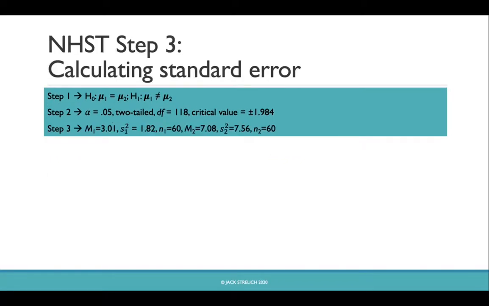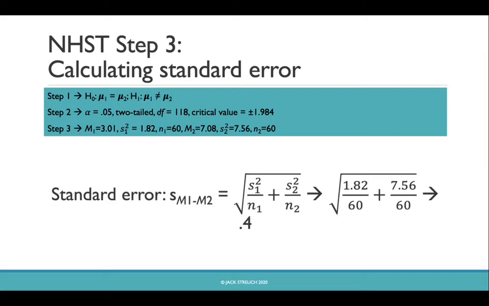We'll begin by calculating the standard error. So, to find our standard error, we divide the variance of sample 1 by the sample size for sample 1, so that's 1.82 divided by 60, and add that to the variance of sample 2 divided by the sample size of sample 2, which gives us 7.56 over 60. We then take the square root of that entire amount, which will give us 0.4. Note that we're able to use this formula alone because both of our samples have the same sample size. If our samples were different sizes, we would need to calculate pooled variance first.